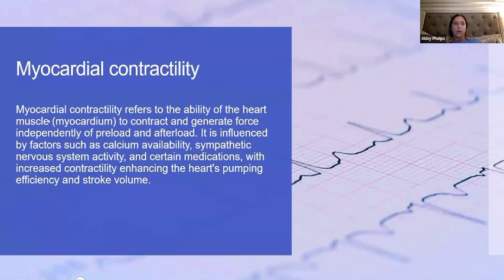So myocardial contractility refers to the ability of the heart muscle to contract and generate force independently of preload and afterload. As well, it is influenced by factors such as calcium availability, certain medications, and sympathetic nervous system activity, with increased contractility enhancing the heart's pumping efficiency and stroke volume.